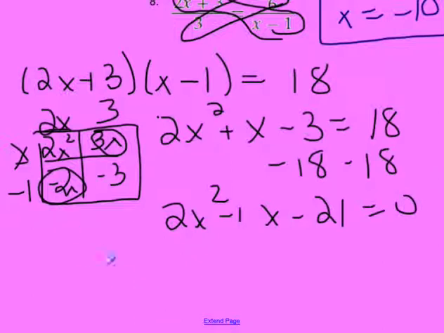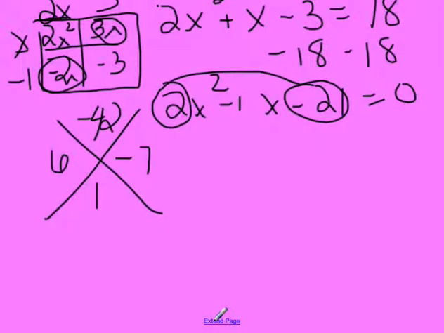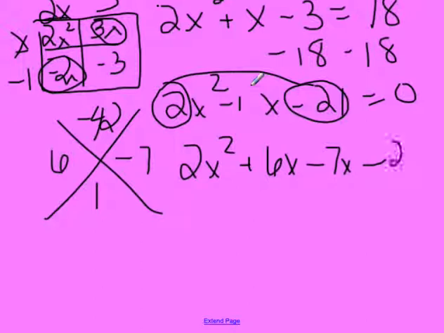So now I need to solve this by factoring. I'm going to take 2 times a negative 21. Well, that's going to give me a negative 42. So I need to multiply to a negative 42 and add to 1. So that's going to be 6 and negative 7. So now I'm ready to set this up for factoring. So I have 2x squared plus 6x minus 7x minus 21. So what I did is I split up this middle term. Instead of writing 1x, I wrote it as 6x minus 7x.